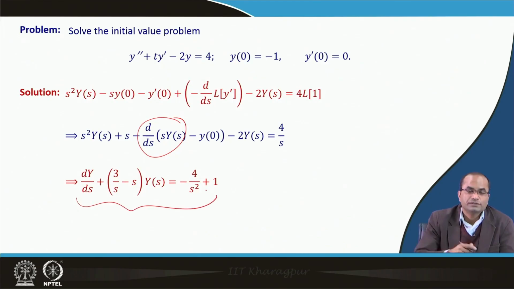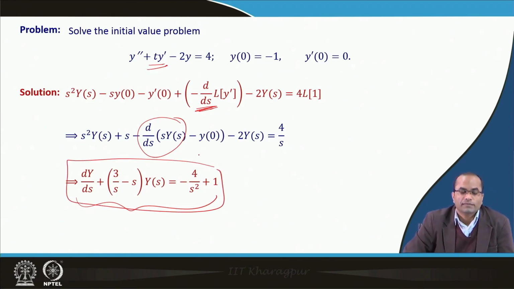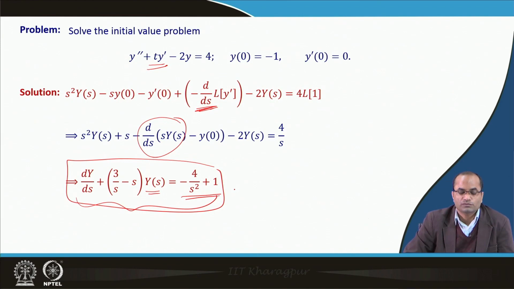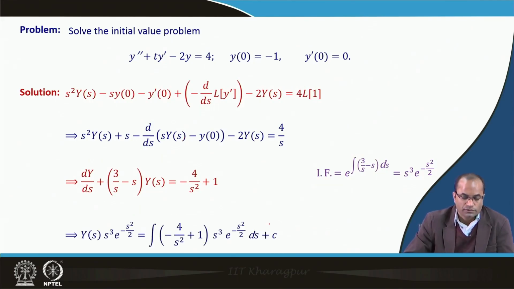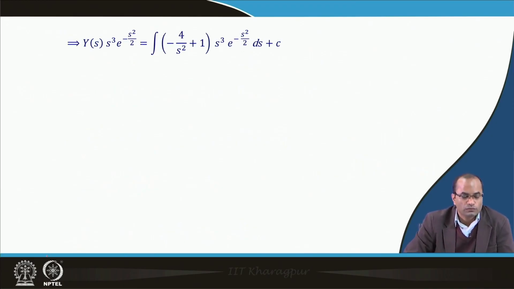Finally, we will get this differential equation in this case, not just the algebraic equation, because of this t there and this derivative term has appeared. So, we will get a differential equation when we have these coefficients depending on the independent variable. So, we have dY over ds plus (3 over s minus s) Y(s) on the right hand side, minus 4 over s square plus 1, and this is a linear equation. So, we have to find the integrating factor and then we can write down its solution. The rest is just simplification and to get again this Y(s). So, you can go forward.